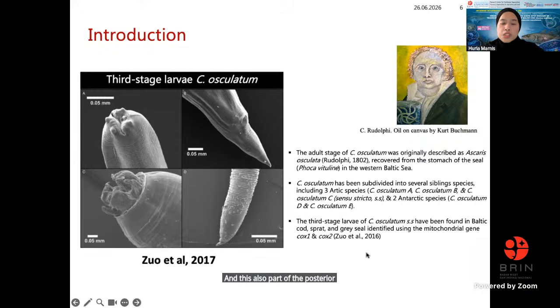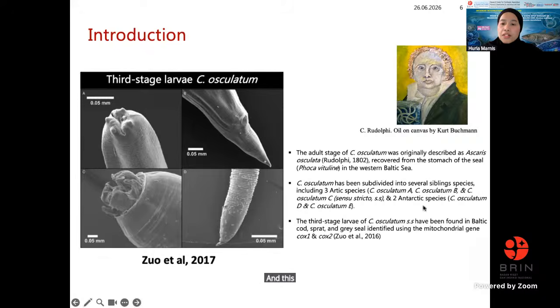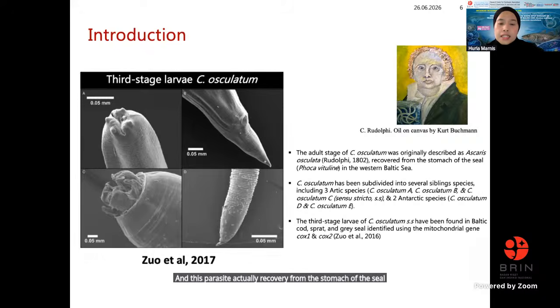The adult stage of Contracaecum osculatum was originally described as Ascaris osculata by Rudolphi. This is a painting of Rudolphi, painted by my supervisor again, Kurt Buchmann. And this parasite was actually recovered from the stomach of a seal in the western Baltic Sea.